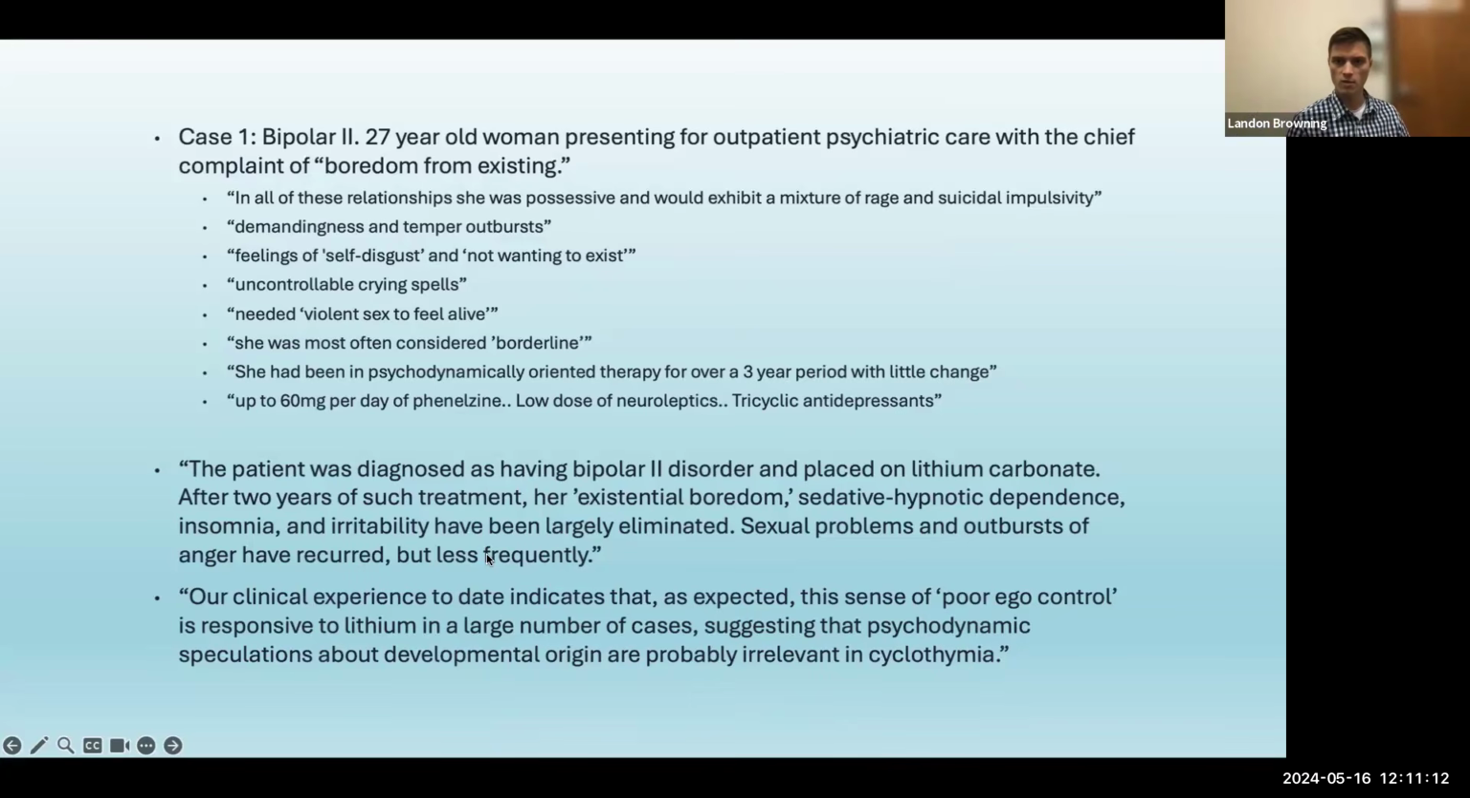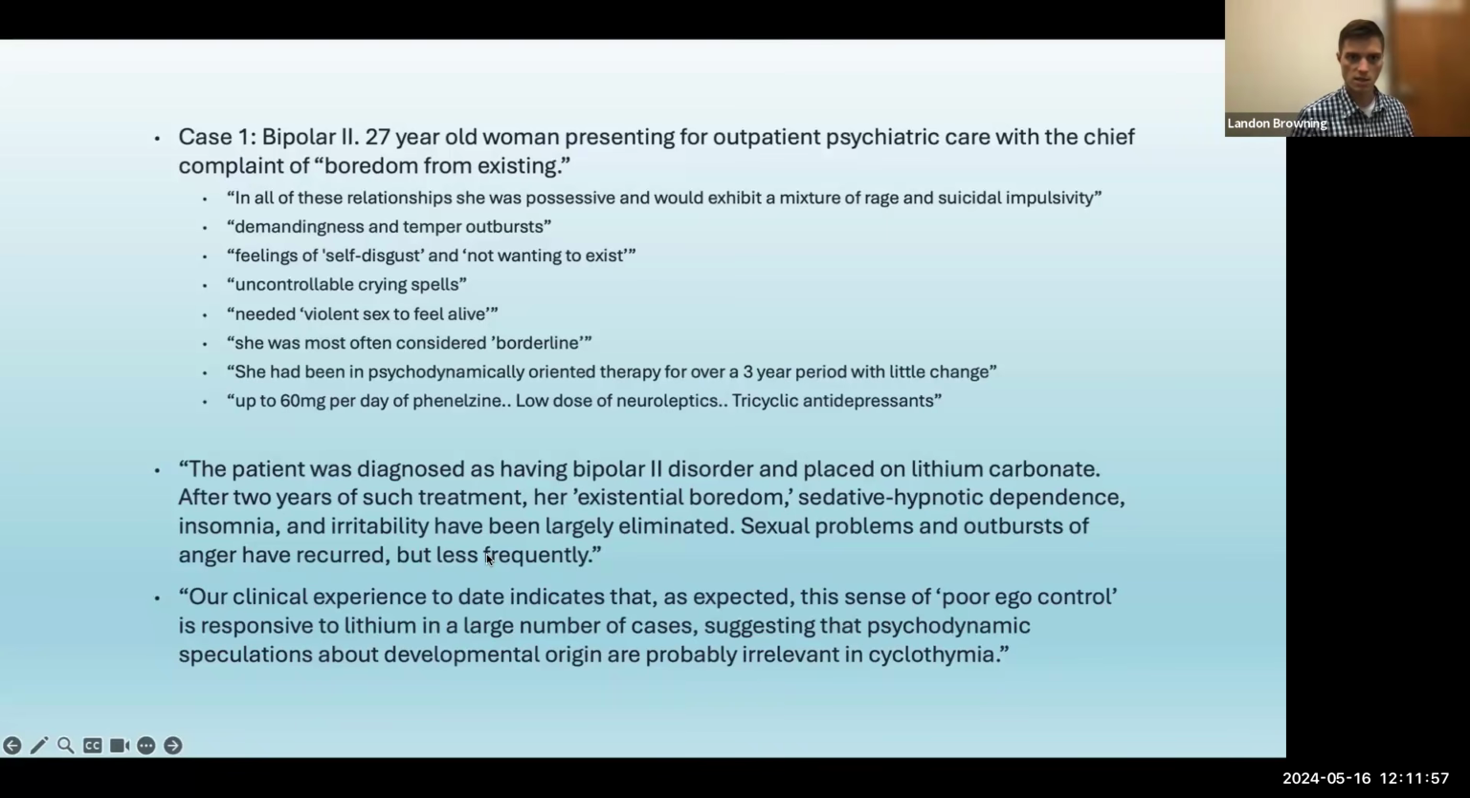I kind of summarized some of what I thought were the pertinent presenting symptoms in the case here. A 27-year-old woman presenting for outpatient psychiatric care with a chief complaint of boredom from existing. In all of these relationships, she was possessive and would exhibit a mixture of rage and suicidal impulsivity, demandingness and temper outbursts, feelings of self-disgust and not wanting to exist, uncontrollable crying spells, needed violent sex to feel alive. She was most often considered borderline. She had been in psychodynamically oriented therapy for a 3-year period with little change, up to 60 milligrams per day of phenelzine, low-dose neuroleptics, and tricyclic antidepressants.